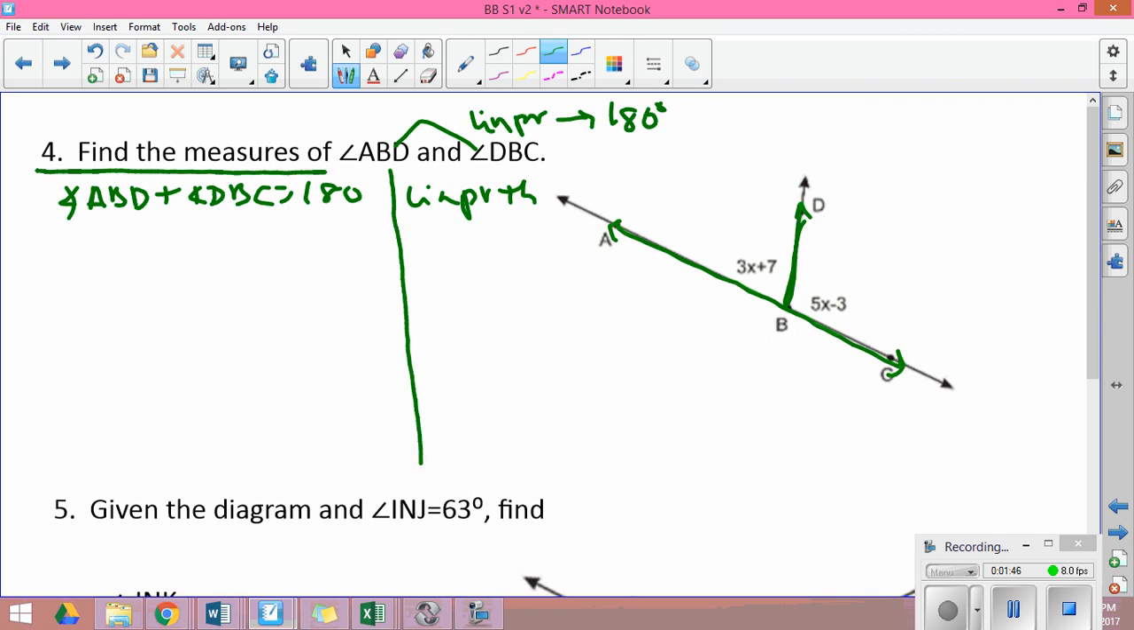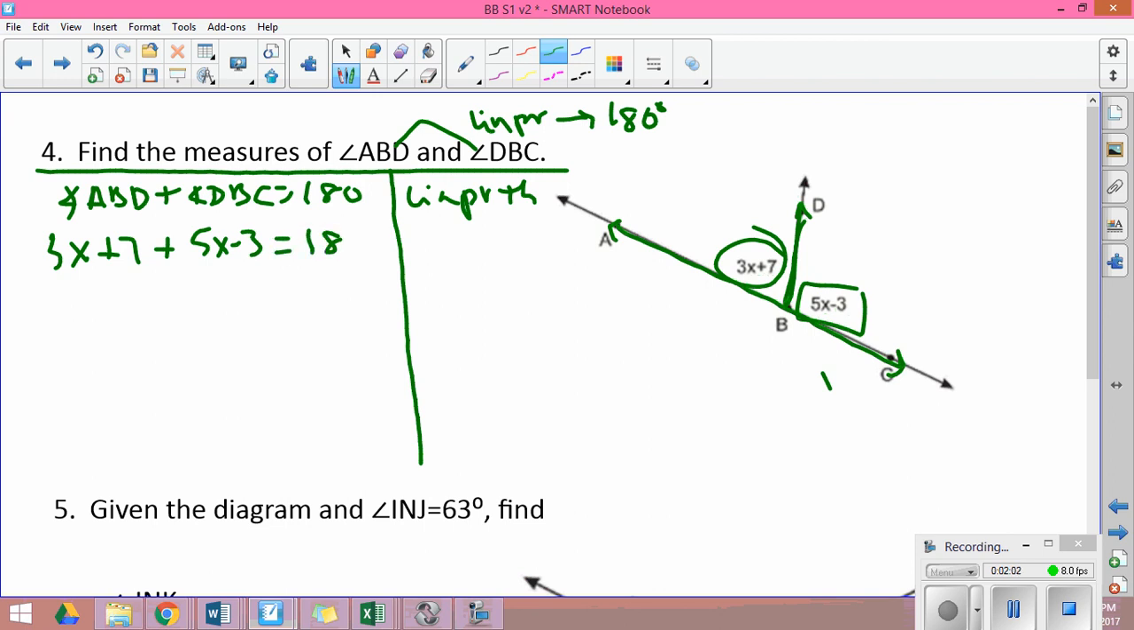Then, just like we saw in the other one, I know how big ABD is. So I'm going to replace that. And I'm going to say that 3x plus 7 plus, and I'm going to replace this, 5x minus 3 equals 180. And whenever we replace, just like in sports, it's a substitution. In a recipe, in math, we substitute. So I substituted values in for the names of the angles.